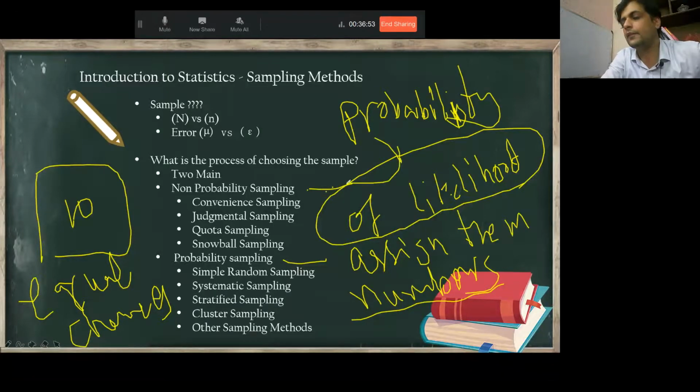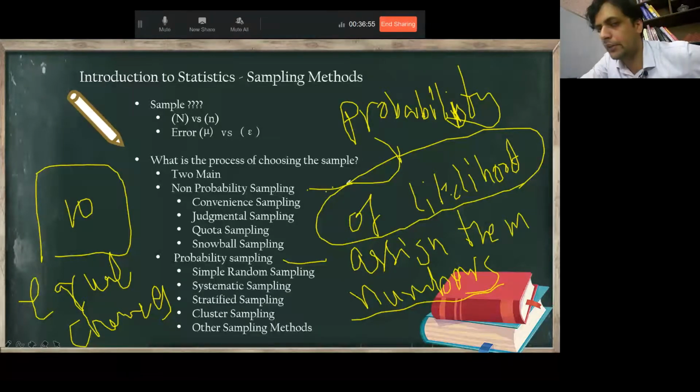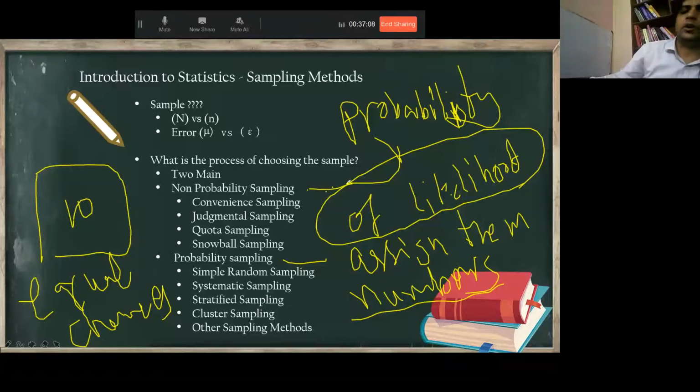Probability. So the chances, the likelihood of occurrence, is a probability. In that case, each person in the population has the same probability, the same chance, of being selected. So it's also known as random selection.